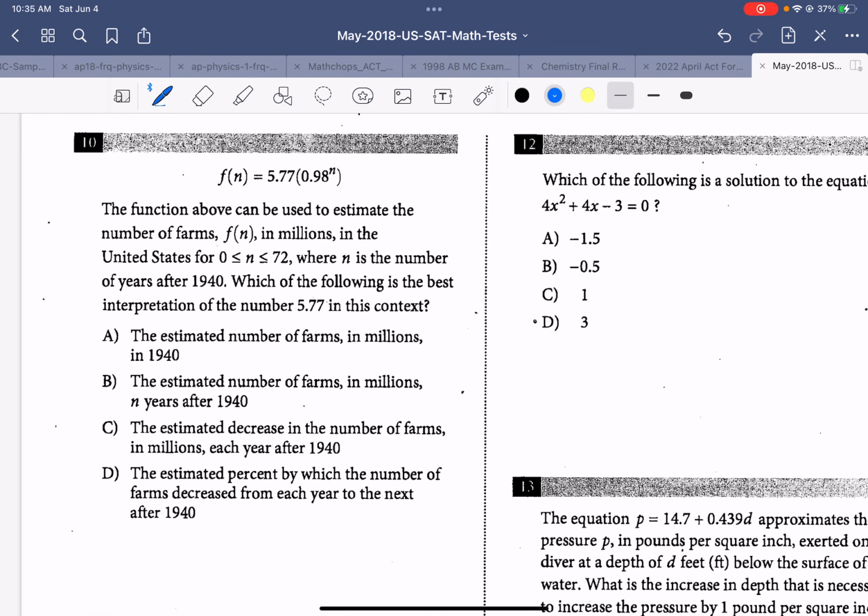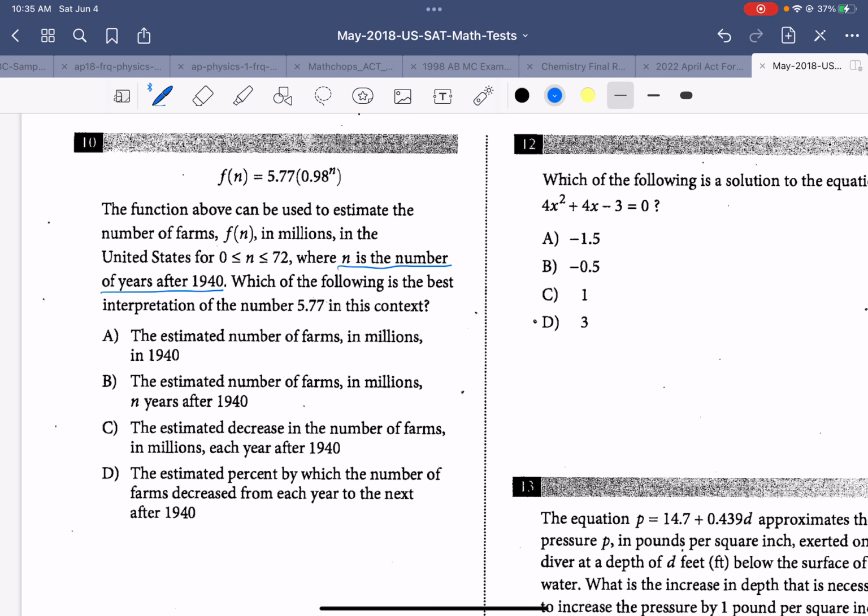Now, number 10. The function above can be used to estimate the number of farms in millions in the United States. N is greater than or equal to 0, less than or equal to 72. And N is the number of years after 1940. Which of the following is the best interpretation of the 5.77 in this context? So they ask you, what is the meaning of this?